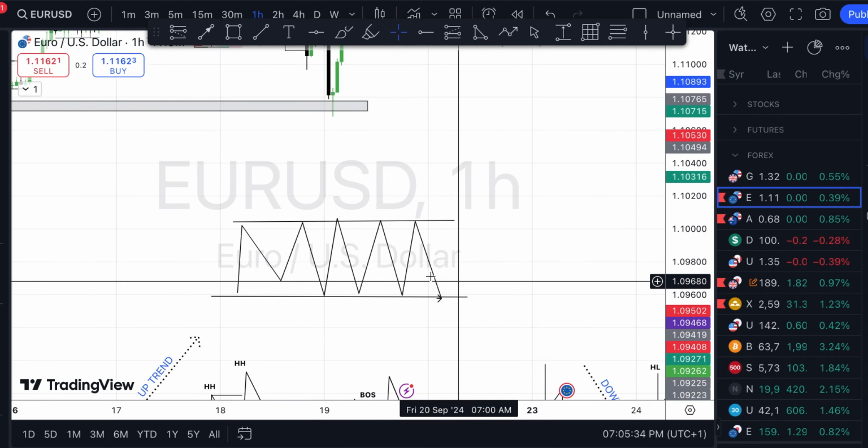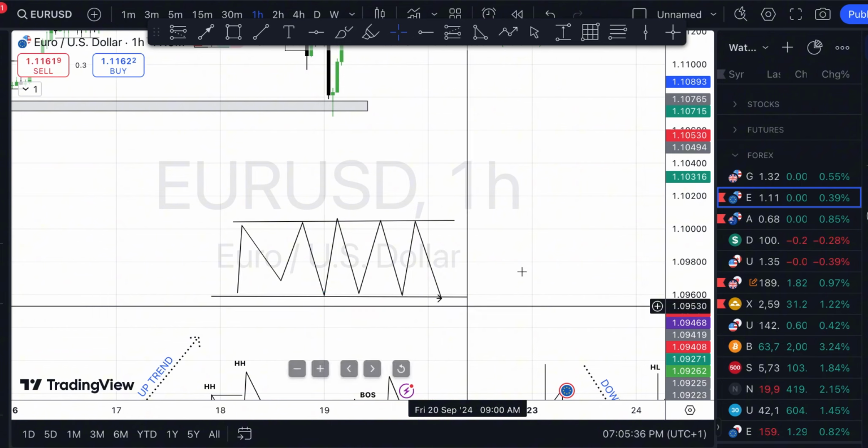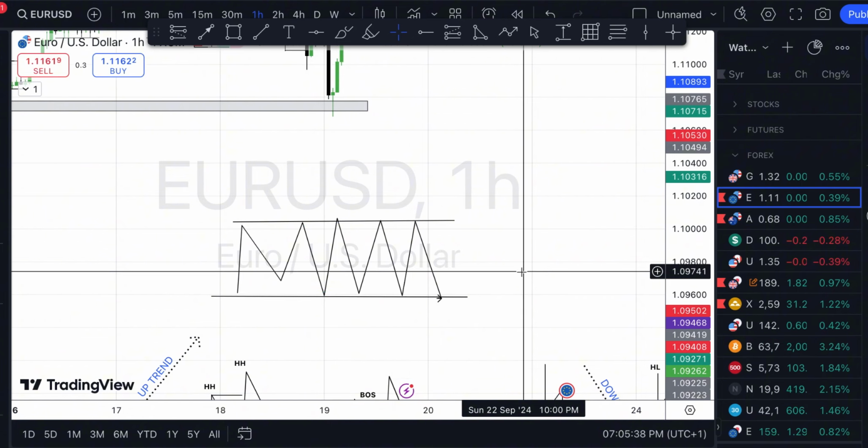So you can now start looking for trade entry. Let me explain the meaning of ranging market. The price is moving sideways within a defined range. The characteristic of this is that price is stuck between the support level, which is the bottom, and the resistance level, which is the top, bouncing back and forth.